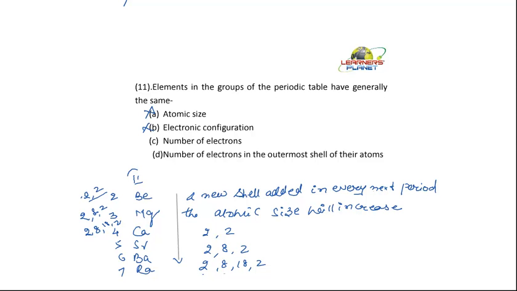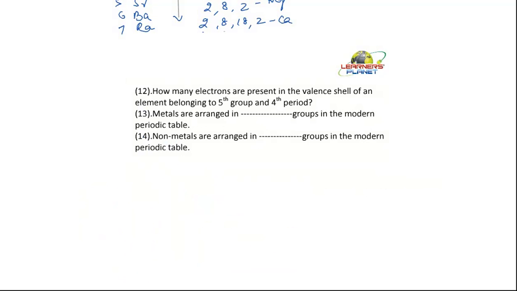Number of electrons: just check, are the numbers of electrons the same? No. Then the number of electrons in the outermost shell of atoms. Yes, it is the same. Beryllium has 2 electrons in the valence shell. Magnesium, 2 electrons in the valence shell. Calcium, 2 electrons in the valence shell. So what happens in a group, students? The number of electrons in the valence shell remains the same.